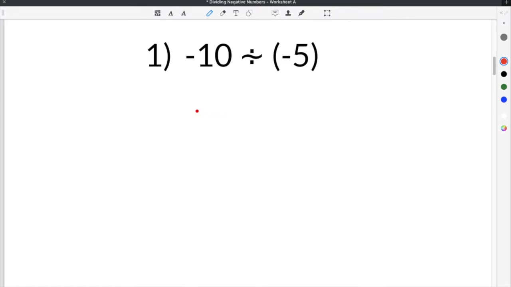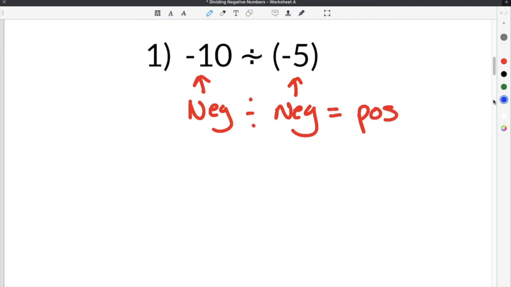Jumping to number 1 on our dividing negative numbers worksheet, we have negative 10 divided by negative 5. So this is a negative divided by another negative number. They have the same sign, which means that our answer has to automatically be a positive number. So when we divide 10 divided by 5, we divide the actual numbers, and that gives us 2. Then we know that a negative divided by a negative makes a positive, so this has to be positive 2 or just 2.